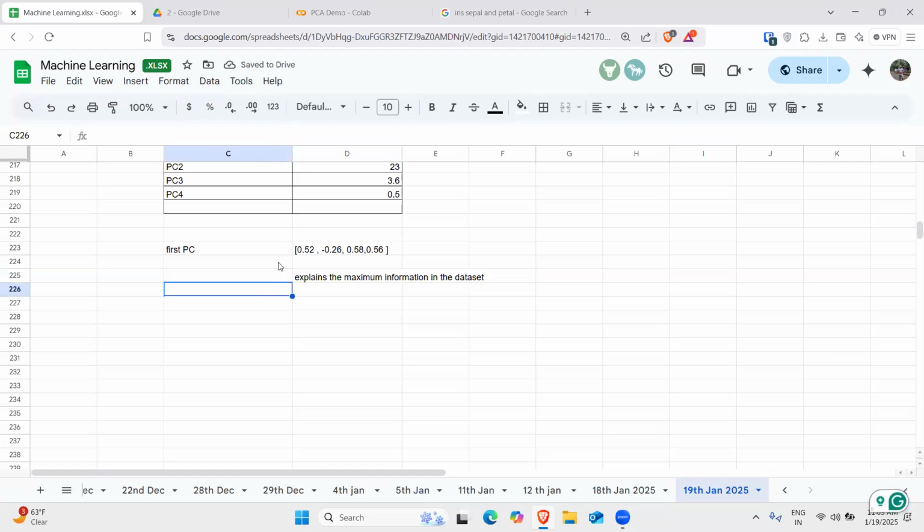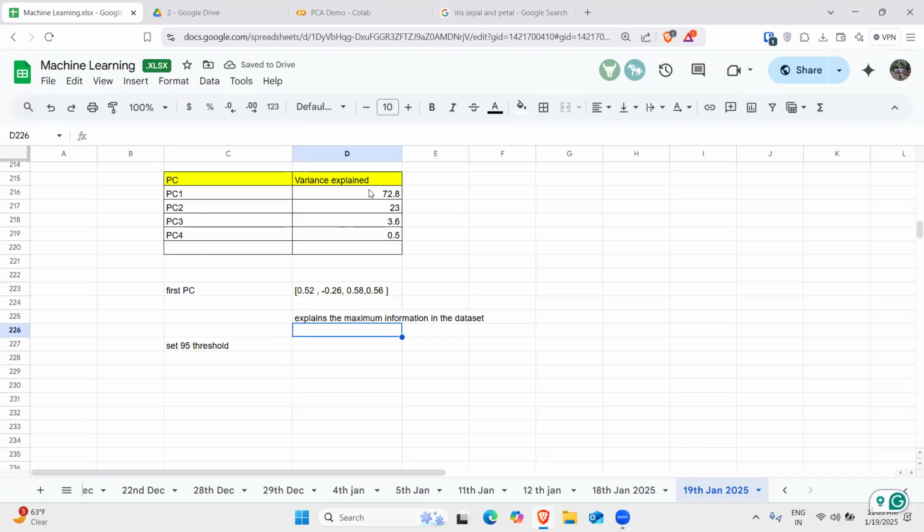So I can say, if I set a 95% threshold, so that I'm going to get it by the first 3 principal components, or I only need 2, right? Only need 2 PCs to get 95% information of the data. Yes or no? You try this out. 72.8 plus 23%. That is 95.8%.